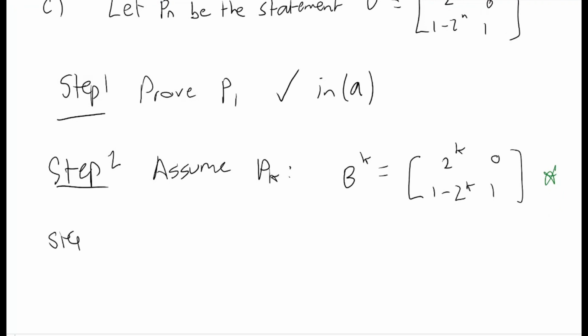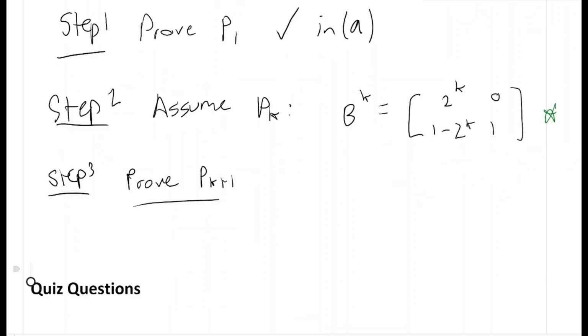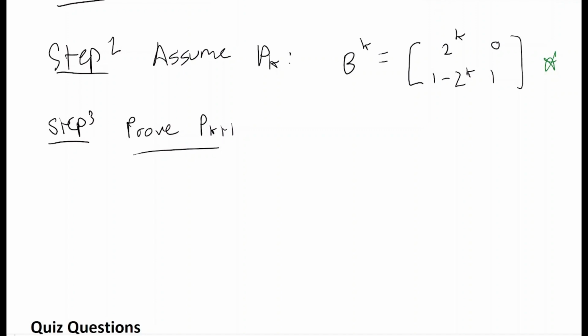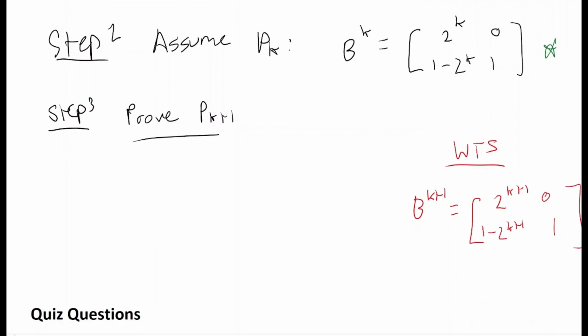Step 3. Prove P to the k plus 1. So what we want to show, we're going to write that down, want to show that B to the k plus 1 is [2 to the k plus 1, 0; 1 take 2 to the k plus 1, 1]. That's what we want to show. So let's do that.